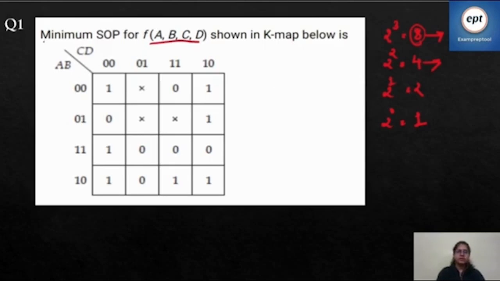But here in the question they have said that we want the minimum sum of product for function A, B, C, D shown in the K-map below. I hope you got the question. Let's see the solution for this. So let's do the grouping.